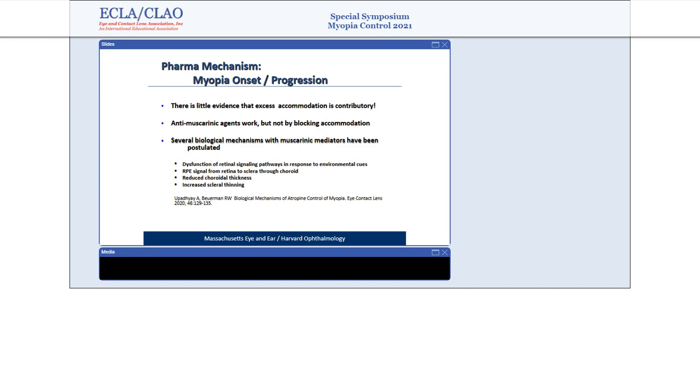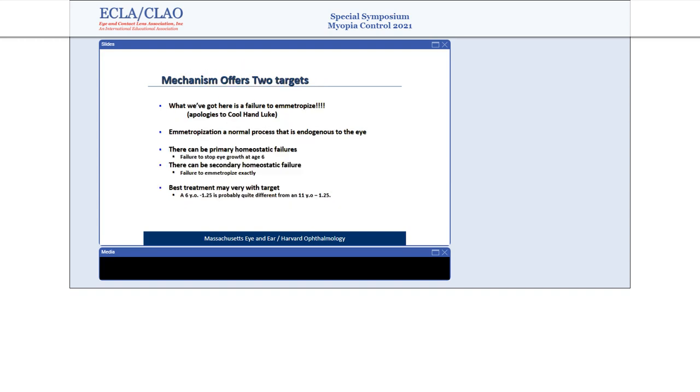As far as progression, there's little evidence that excess accommodation contributes to progression. The antimuscarinic agents work, but not by blocking accommodation. There are several biological mechanisms by which these muscarinic mediators have been postulated. They include dysfunction of retinal signaling, a change in the RPE signal from the retina to the sclera through the choroid, reduced choroidal thickness, or increased scleral thinning. All of these may be the way by which atropine and other antimuscarinic agents take effect.